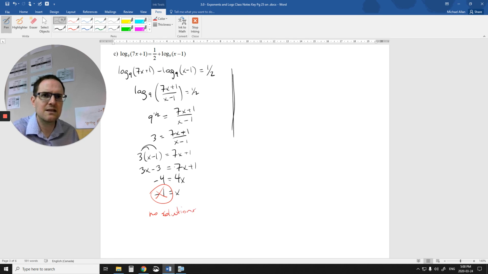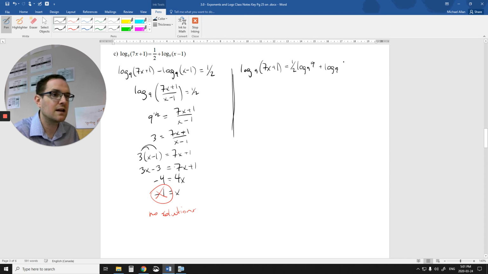I just want to see, do we get the same answer if I tried the other way? So the other way I wanted to try this is, what if I reintroduce the log? So a half is the same as a half times log 9 of 9. And then I'm going to go plus log 9 of x minus 1. Okay. So this would be log 9 to the half. So I'm going to take that coefficient and make it an exponent. You can kind of see there's already a pattern, like that is now going to be a 3.